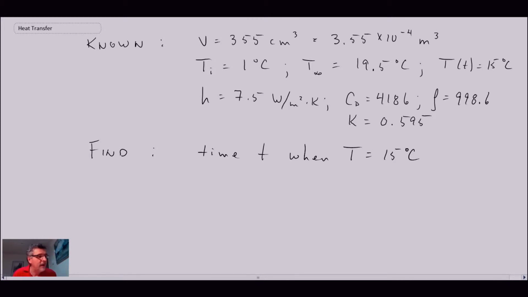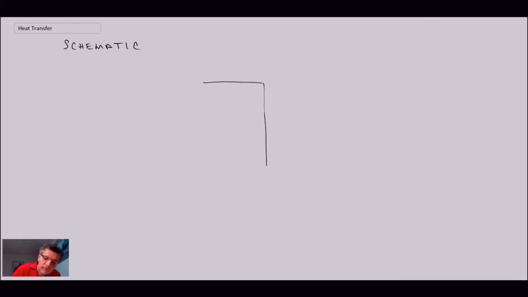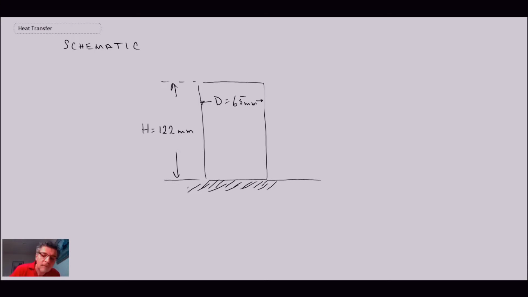So let's begin by drawing out a schematic for what this looks like. I'm going to assume that this can is placed on an insulating material at the base. Okay, so that is our can of soda pop. We take it out of the fridge and put it on a table with an insulating base. So I'll say insulation here, so we assume there's no heat transfer.